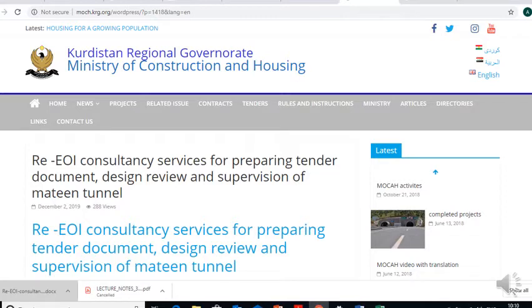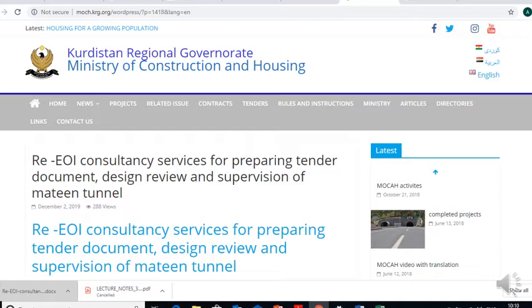you can see they've got their contents bar with home, news, projects, related issues, contracts, but they also have something called tenders. And there you've got all of your tenders that they are currently looking for contractors for. So this is one. This is for an expression of interest, EOI, for consultancy services for preparing tender documents for design review and supervision of the Mateen Tunnel.